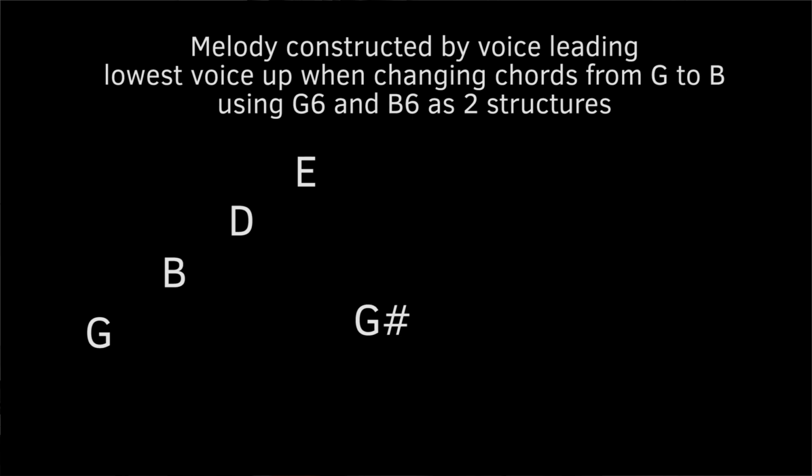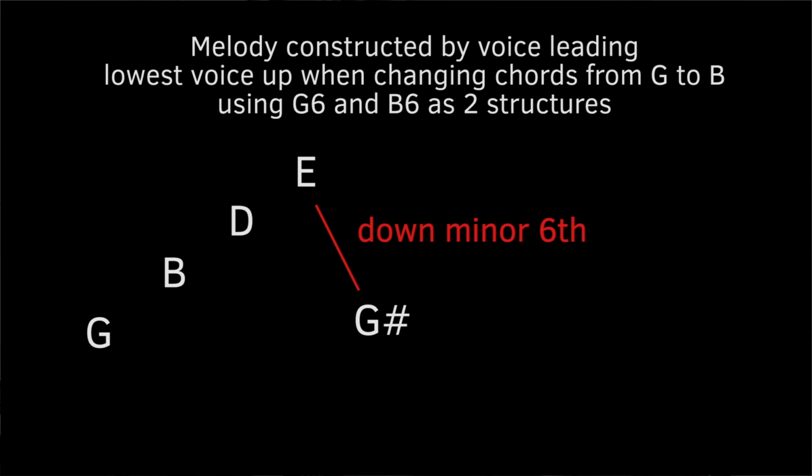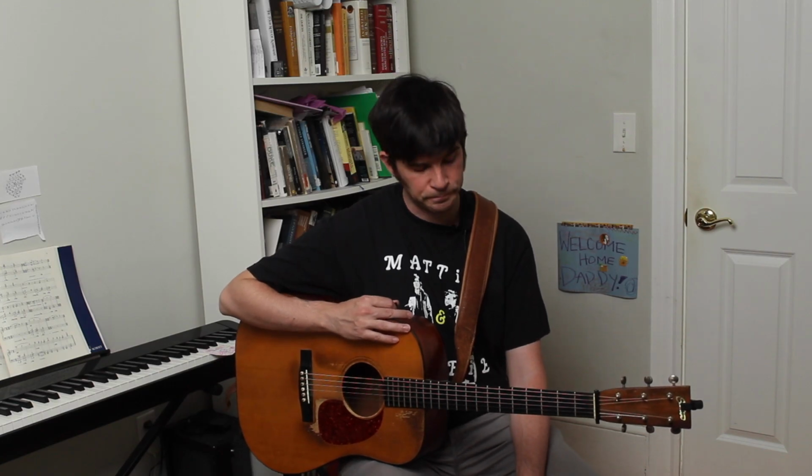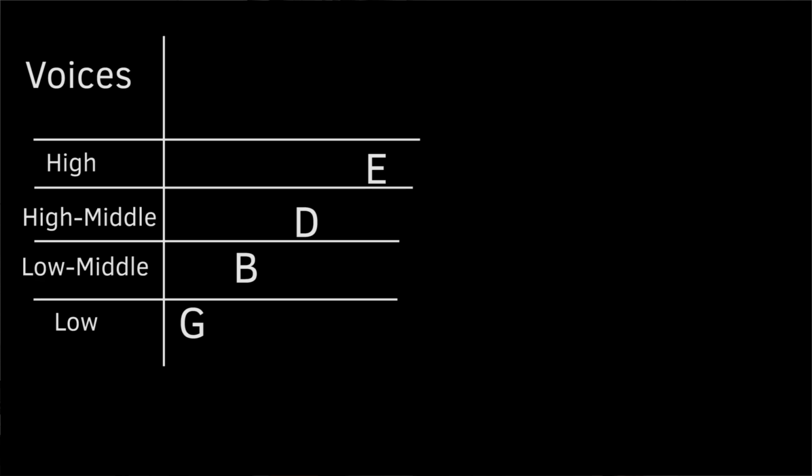It's a nice melody. So when I'd hear that out of nowhere, I'd think, how did the player decide to come up with that interval down a minor 6 to a G sharp? And this process of voice leading each individual voice starts to shine some light on that. Now we're going to look at the low middle voice. That one's actually contained in the structure, so we can just return to that same voice.